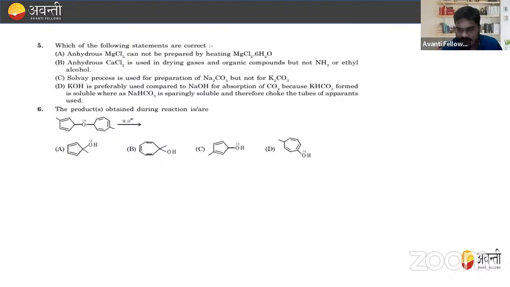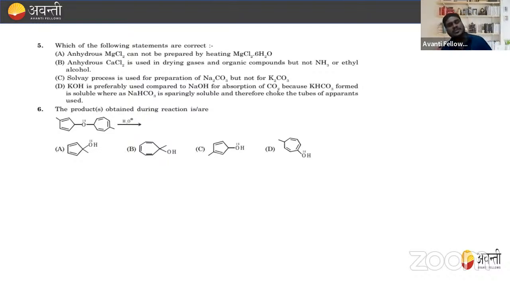What is the fifth question basically? In the fifth question, they are asking which of the following statements are correct. The first one: anhydrous MgCl2 cannot be prepared by heating MgCl2.6H2O. This one is absolutely correct. Anhydrous calcium chloride is used in drying gases or organic compounds, but not NH3 or ethyl alcohol. This one is also correct.